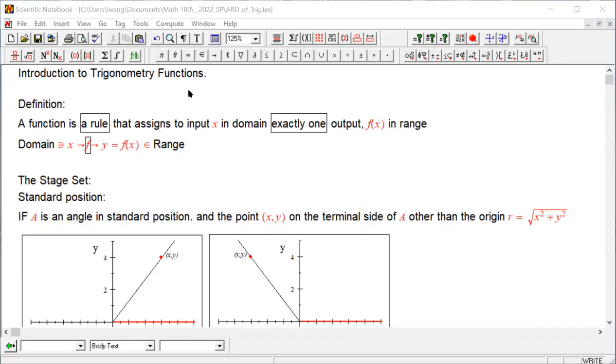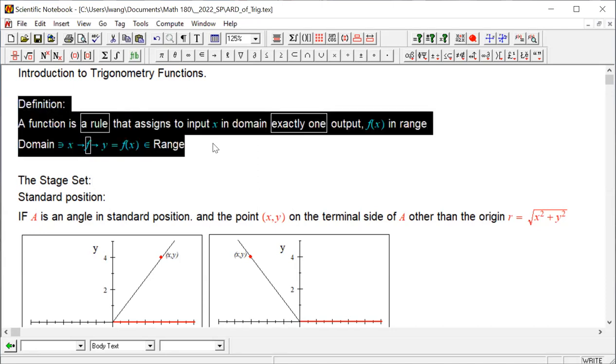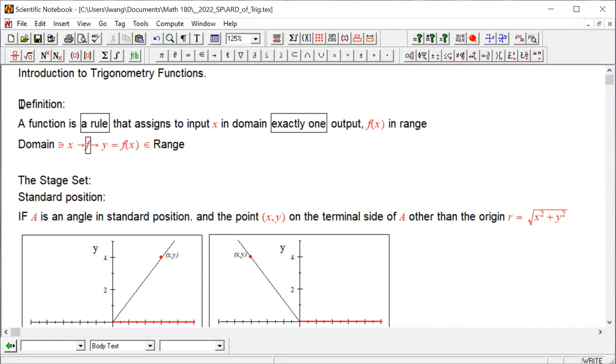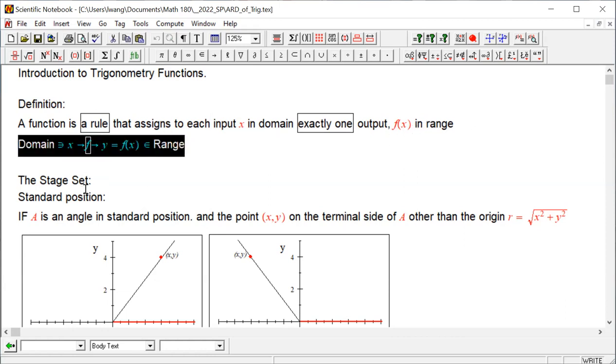Hello, in this lesson, we're going to start talking about trigonometric functions. First of all, I'd like to recap the definition of function. A function is a rule that assigns to each input in the domain exactly one output f of x in the range. So that's the definition of function.